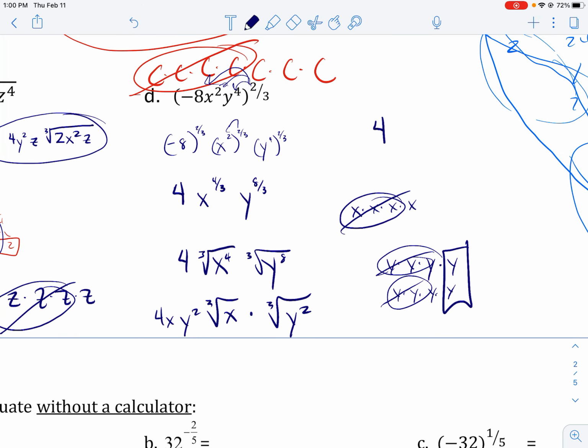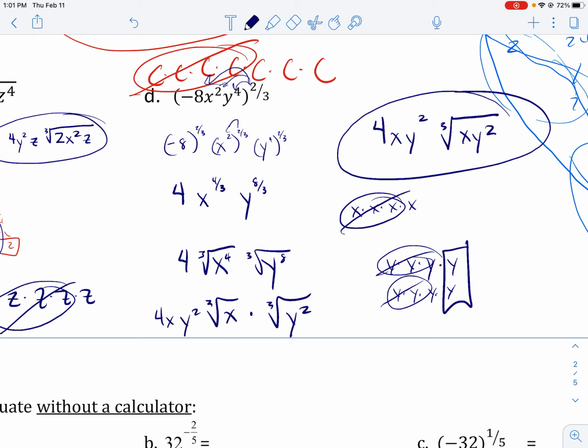And so our answer is x y squared times the cube root of x y squared. Okay? And a little trick for that is think of it like this. How many times does 3 go into 4? 1 time with a remainder of 1 x. How many times does 3 go into 8? 2 times. So we bring out 2 y's. What do we have left for a remainder? Well, we would have 2. And so y squared stays inside the radical.